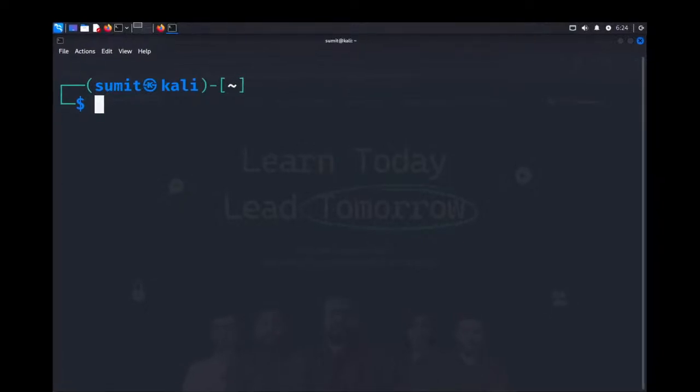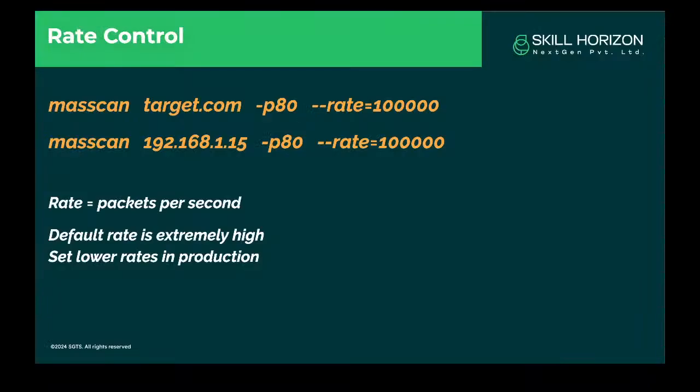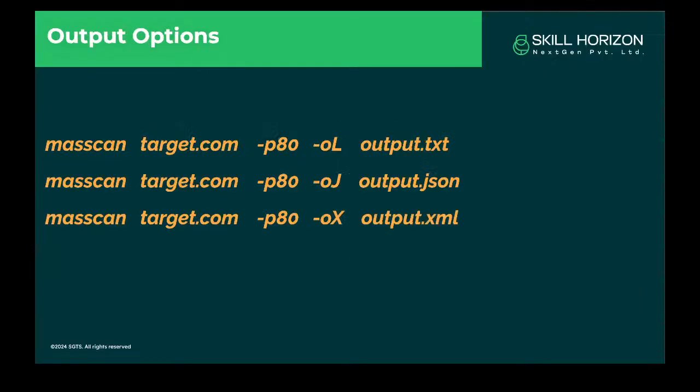Now, if we talk about some more commands of masscan, the output option. If you want to save the result, you can use hyphen o, small o, but the output format can be text, JSON, or XML. If you want to save the output in text format, you can use the option hyphen o, capital L. If you want to save the output in JSON format, then you can use small o, capital J. And if you want to store the output in XML format, then you can use hyphen o, capital X.